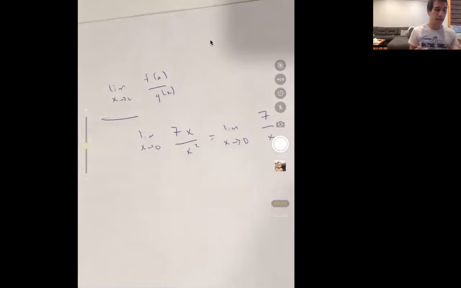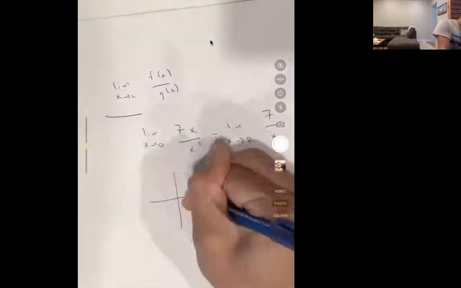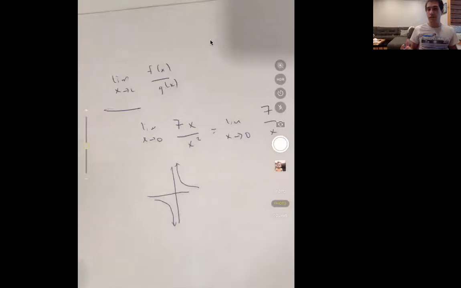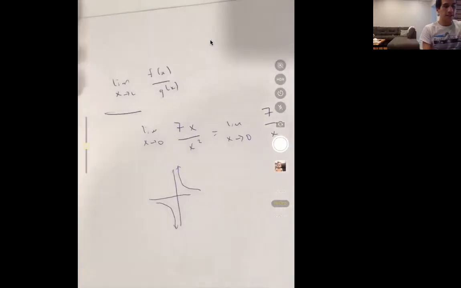You can graph this thing. You'll see that the graph of this function sort of looks like this. And so as x goes to 0, there's this vertical asymptote here. So this limit does not exist.